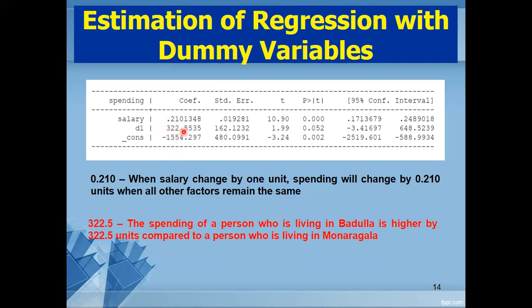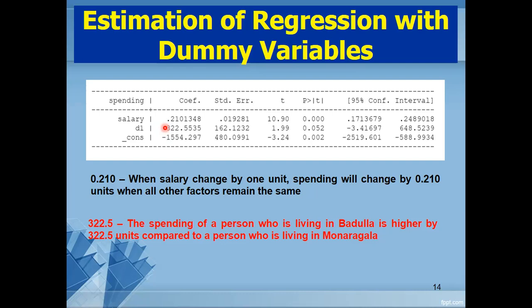This coefficient indicates the difference of the spending between these two districts. What are these two districts? Badulla and Monragala. You can see this coefficient is positive. If this coefficient is positive, it implies that the spending of Badulla is higher than the base category.